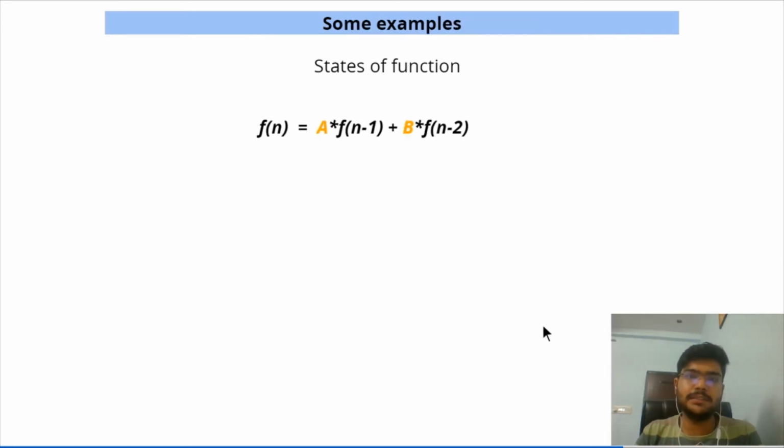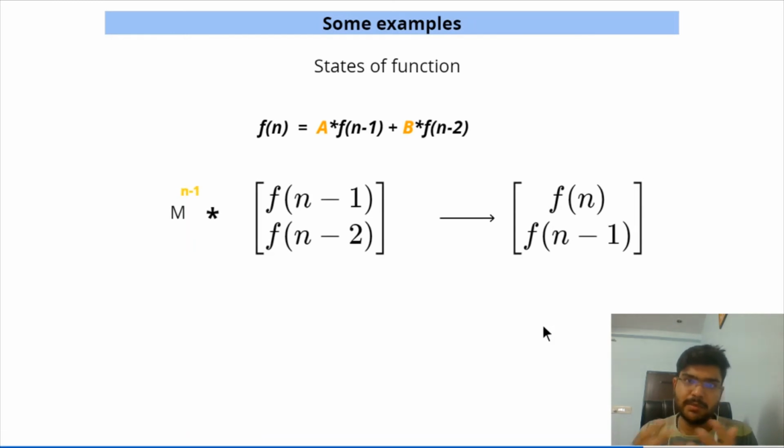Okay, so now let's discuss some examples of matrix exponentiation. Suppose we have a function like this, that is f(n) equals a times f(n minus 1) plus b times f(n minus 2). So how can we solve this function? We will use the same approach that we did in the previous Fibonacci example. We are considering the kth state. Suppose these are the kth states and we want to reach the k plus 1th state, right? So from f(n minus 1) we will be reaching f(n), and from f(n minus 2) we will be reaching f(n minus 1), right? So from the kth state we will be reaching the k plus 1th state by multiplying with some matrix. And we'll exponentiate it n minus 1 times to get the answer, right?